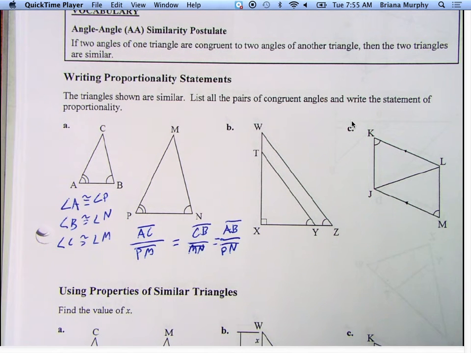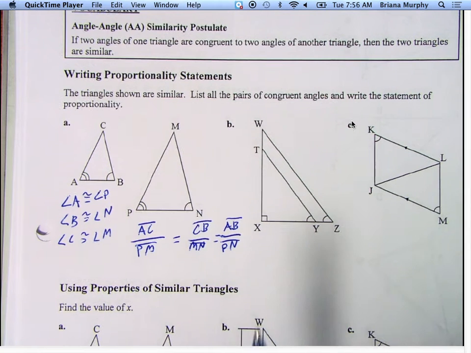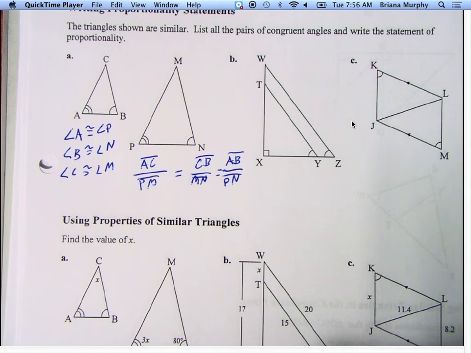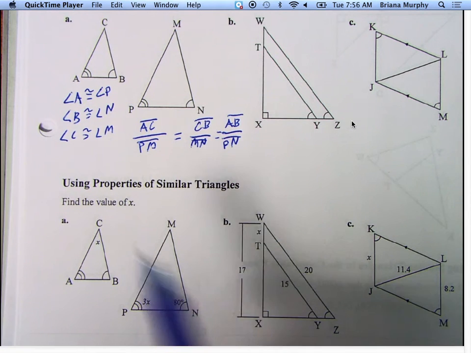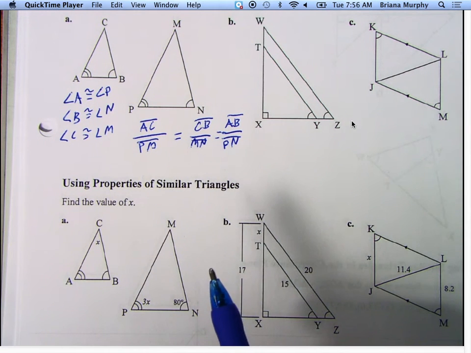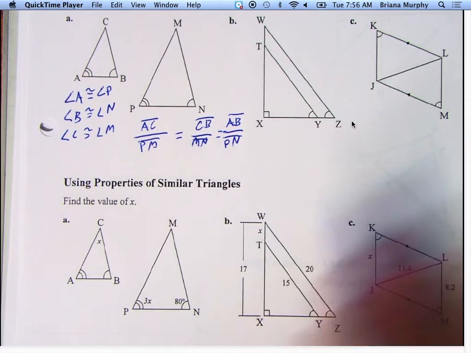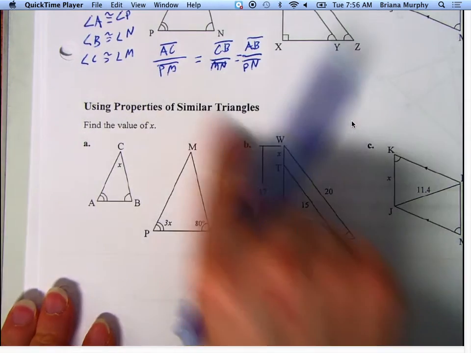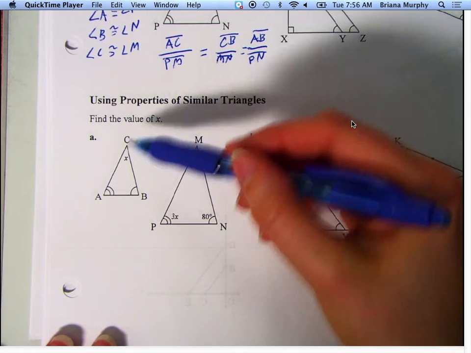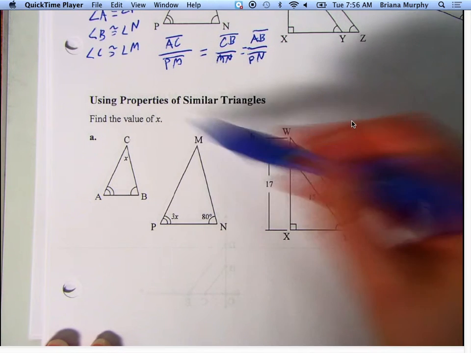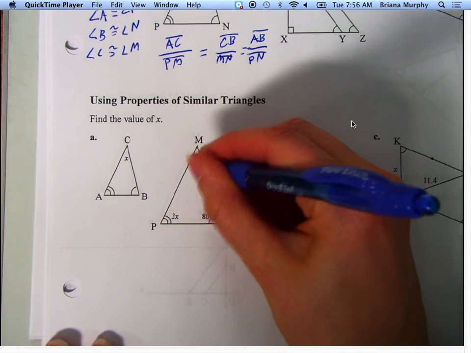Okay? All right, I'm going to skip B and C, and we're just going to move on to the next one. Using properties of similar triangles, we're going to find the value of x. So first, what did I do when I look at this? I'm on number A, letter A. C goes with which one of these? M. So we know this is also x.